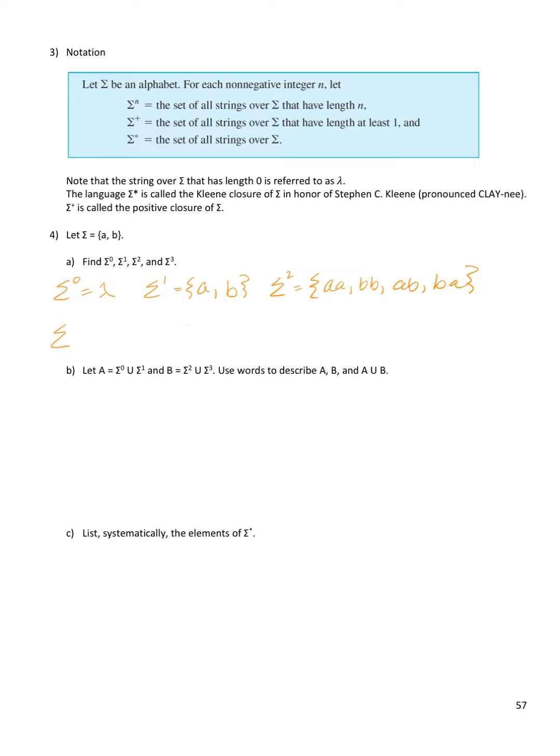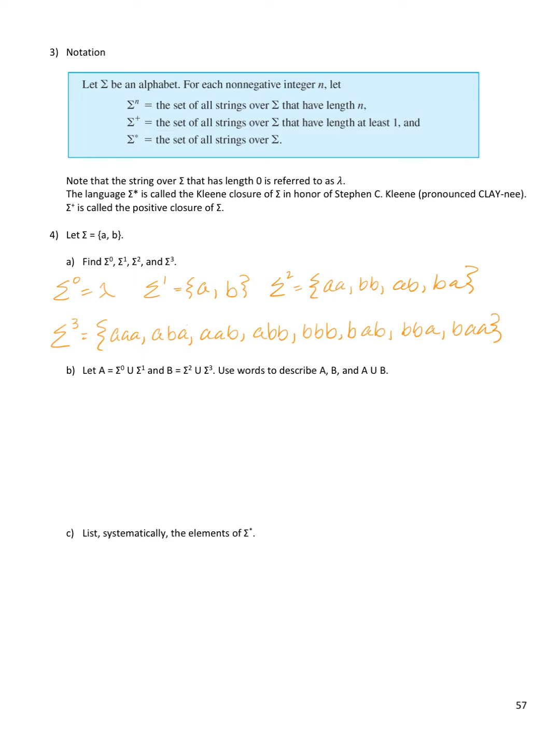And then sigma 3, those would be all the strings of length 3 made up of A's and B's. So we could have AAA, AAB, ABA, ABB, and then we could have BBB, BBA, BAB, or BAA.